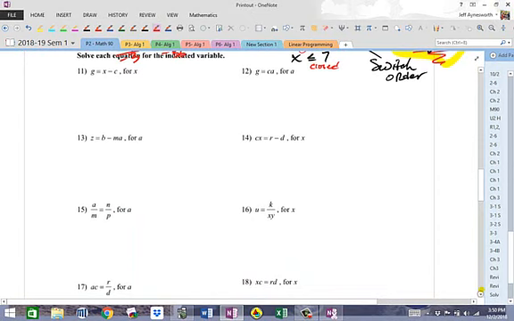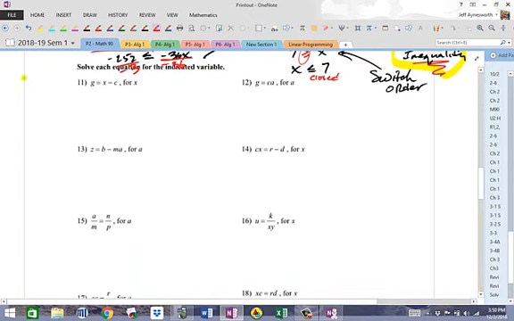Okay, number 11. We got a few more. We got some literal equations here. Now, literal equations are just equations with variables, with very few numbers, and you're going to be solving for the indicated variable. In this case, you got to solve for x. So let's highlight it. It's right there.